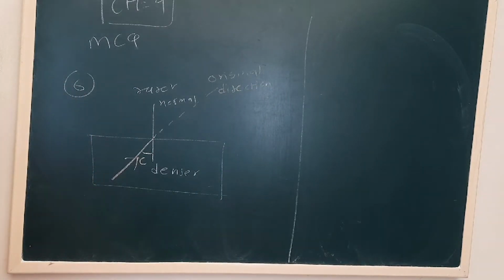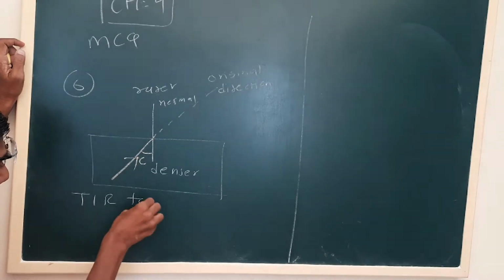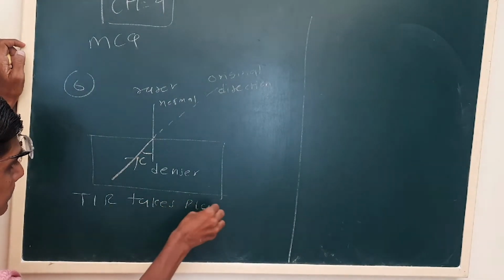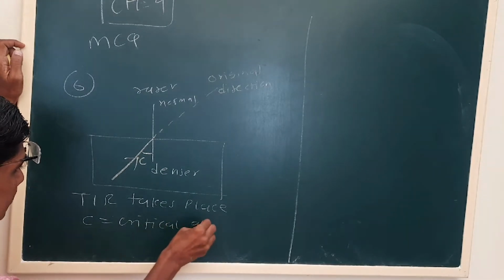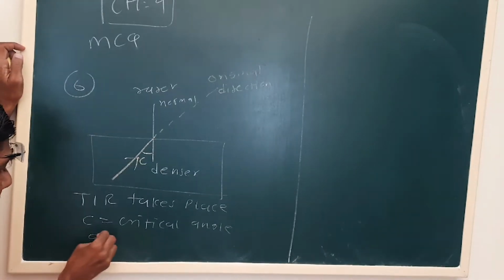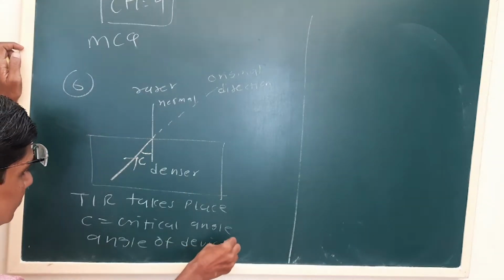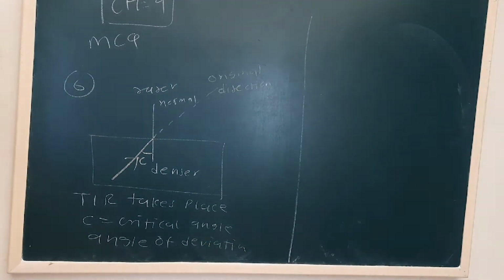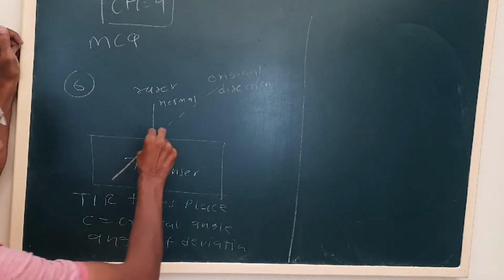Okay, now what will be the angle of deviation if the question says that TIR takes place and C is the critical angle? If total internal reflection takes place, now this is the incident ray, and this will be the reflected ray.